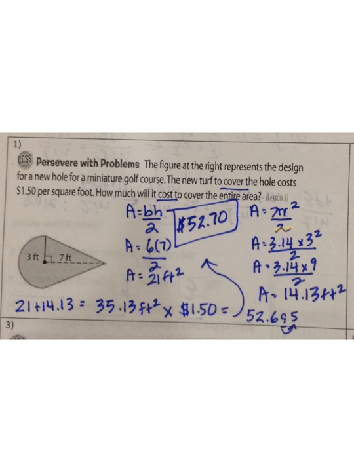So first, down here at the bottom, I added the two areas and got 35.13 square feet. And then it's going to cost $1.50 per square foot. So I went ahead and multiplied, and then I needed to round my answer, and I came out with $52.70.